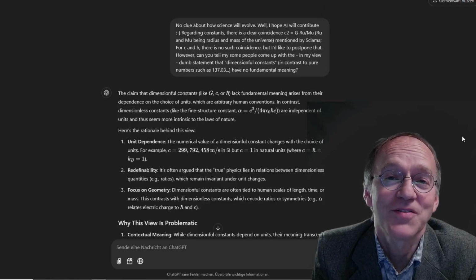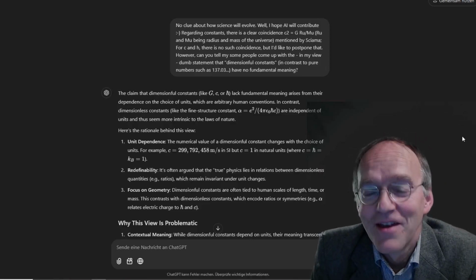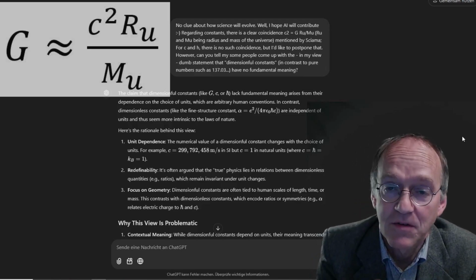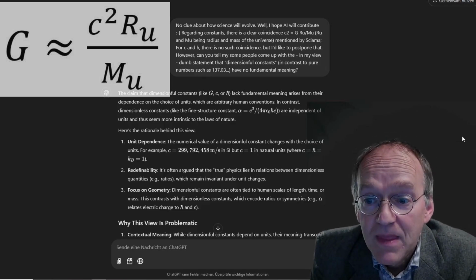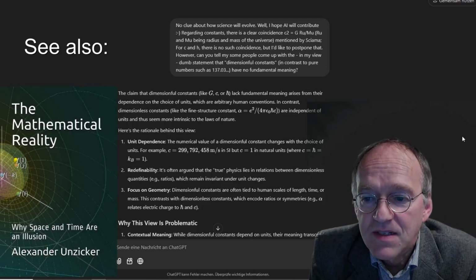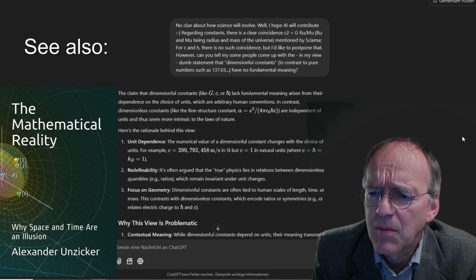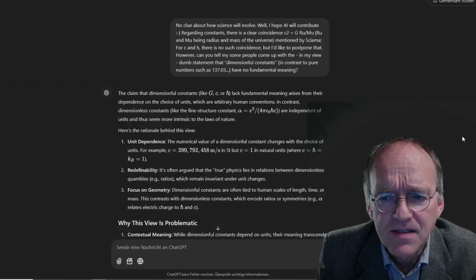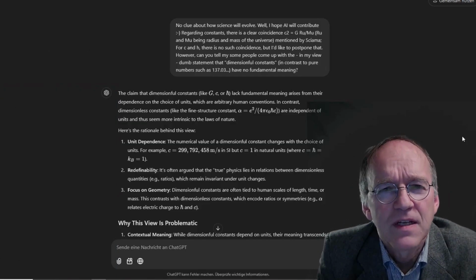No clue about how science will evolve. Well, I hope AI will contribute a little bit. Regarding constants, there is a clear coincidence between the speed of light, the gravitational constant, and the radius and mass of the universe, mentioned by Sama. For c and H, there is no such coincidence, but I'd like to postpone that. However, can you tell me why some people come up with the, in my view, dumb statement that dimensionful constants, in contrast to pure numbers such as the fine structure constant, have no fundamental meaning?